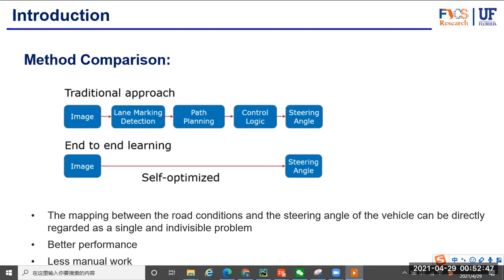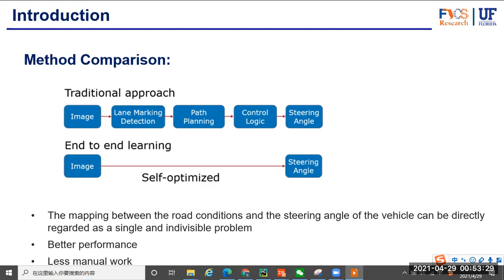In the research of lane keeping, the traditional method is to divide the task into multiple parts, as shown in the middle figure, such as lane marking detection, path planning, control logic, etc. And each part is studied separately. The performance of this traditional method is highly dependent on the feature extraction of image data, coupled with manually defined functions and the accumulation of errors in each research part. The complexity of the traditional method is high, but the accuracy does not perform so well.